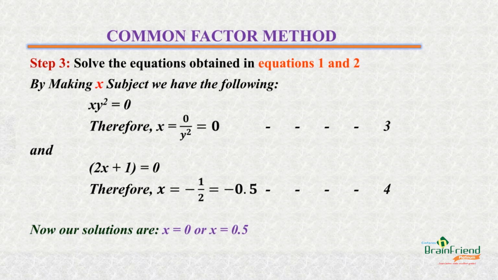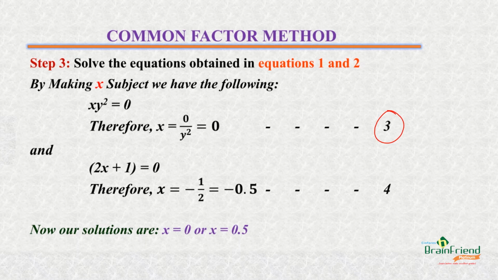Our step 3 will now be to solve the equations obtained in equations 1 and 2. By making x subject, we have the following. x y squared is equal to 0. Therefore, x equal to 0 divided by y squared. Remember, whenever 0 is divided by any number or any alphabet, the answer is always 0. Therefore, x equal to 0 divided by y squared is equal to 0. That will now be our equation 3.